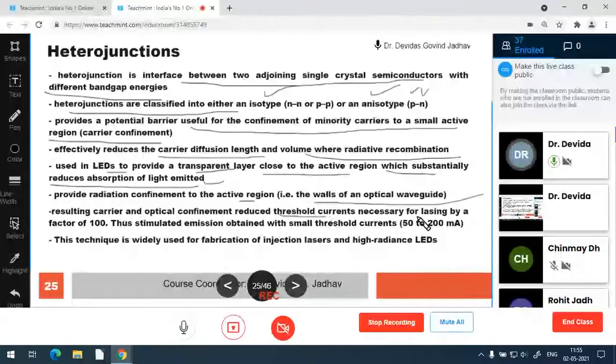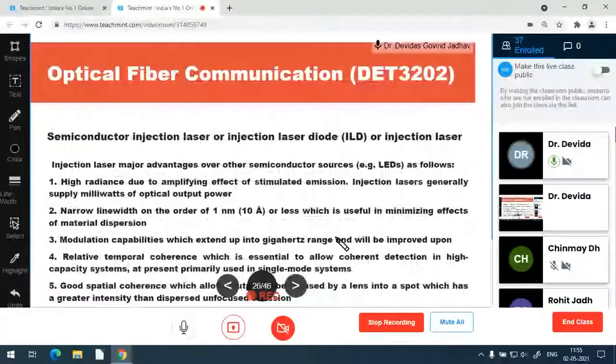and is necessary for lasing. Lasing is the action of starting the laser action, light amplification. And this reduces the driving current by a factor of 100. So the threshold current becomes very small, 50 to 200 milliamperes or even less. This technique is widely used for fabrication of the injection laser as well as high radiance LEDs. So this is about double heterojunction.